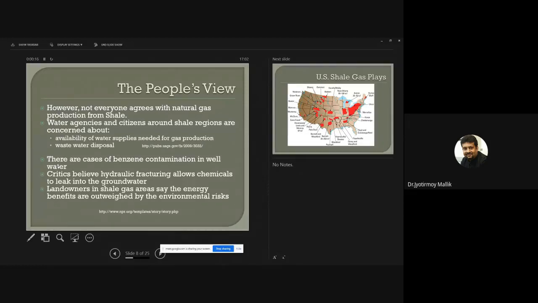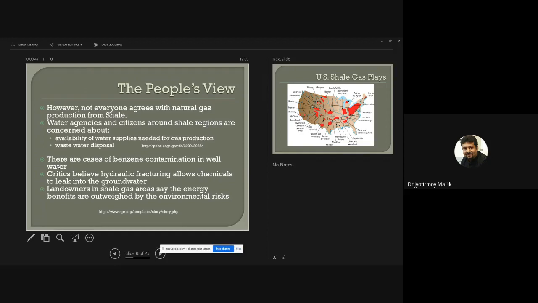We emphasized that because this is an unconventional reservoir, we don't need the typical elements of a conventional reservoir, like a source rock, a reservoir rock, a cap trap, such a combination. The same shale acts as the source, reservoir, and trap. We talked about some of its advantages.